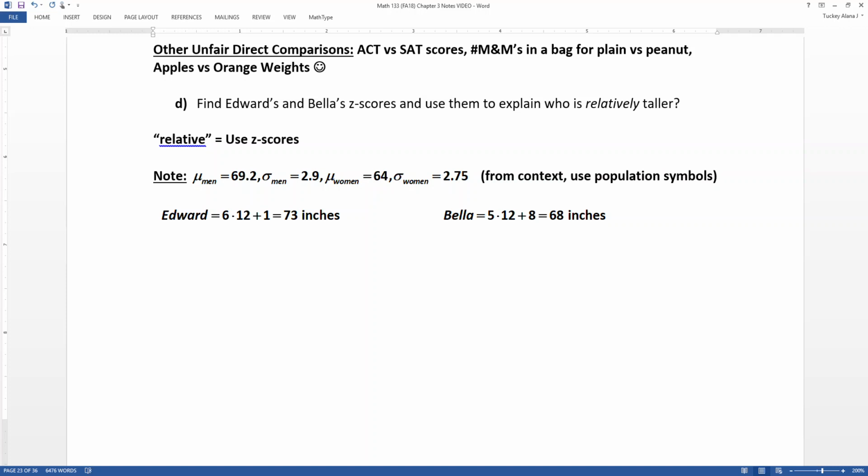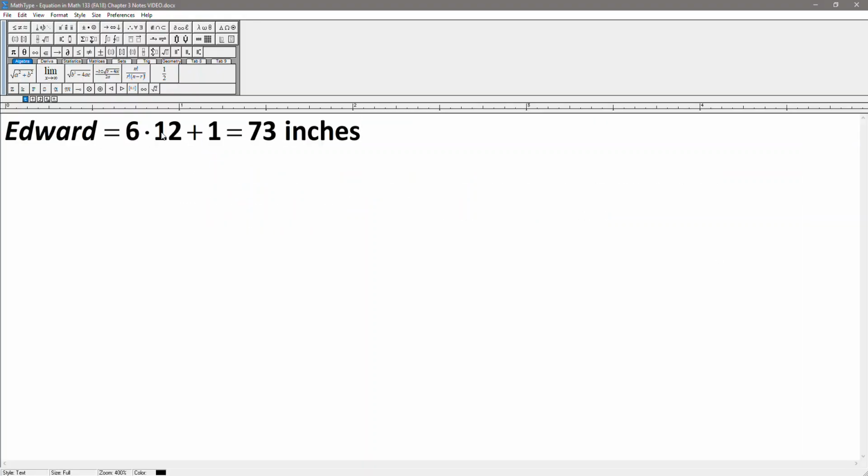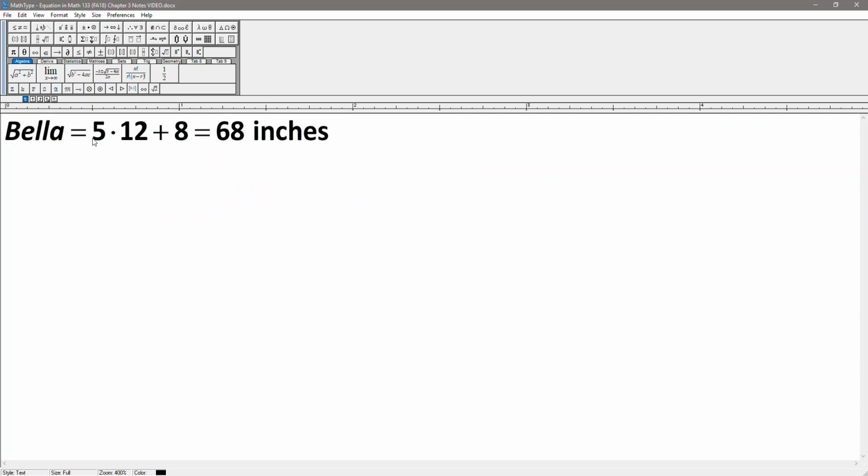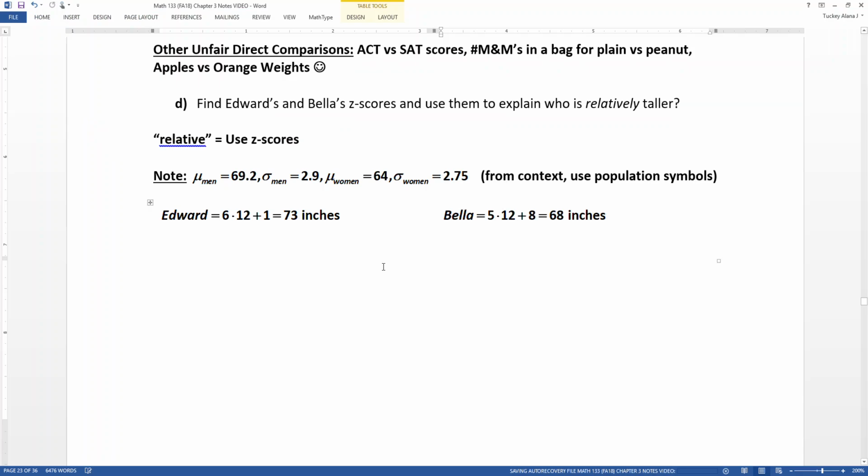Okay, all right. And then I also realized, hey, these are not given to me in feet and inches. So I'm going to have to convert both Edward's and Bella's height to just straight inches. So he's 6'1". There's 12 inches in a foot, so it's 6 times 12 plus 1, which is 73 inches tall for him. She is 5 feet 8 inches tall, so she's 5 times 12 plus 8, which is 68 inches tall.